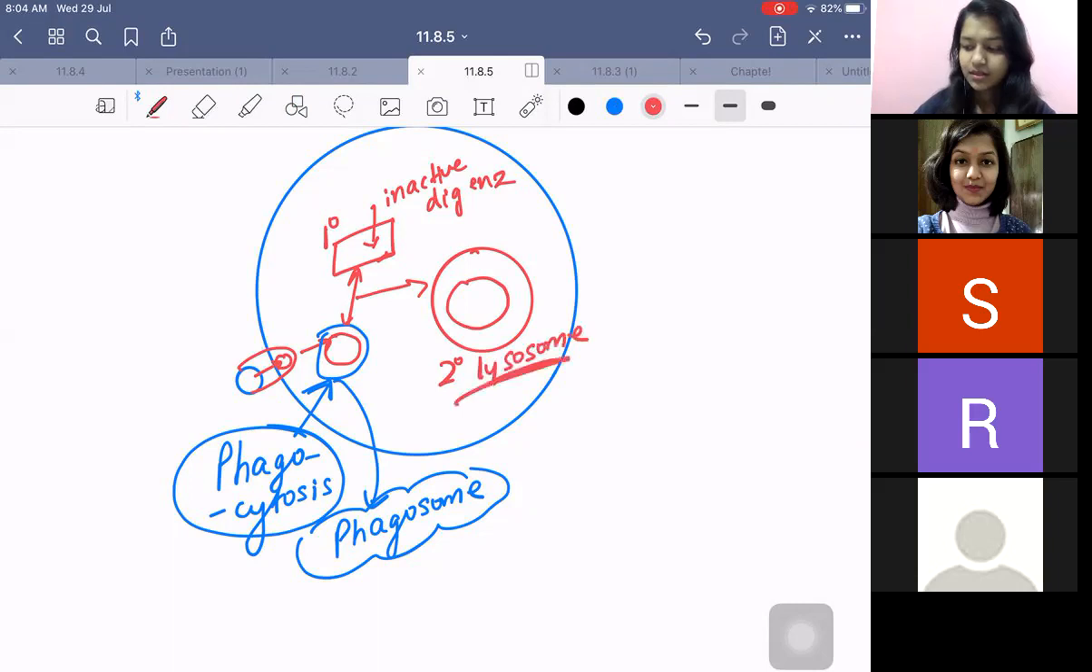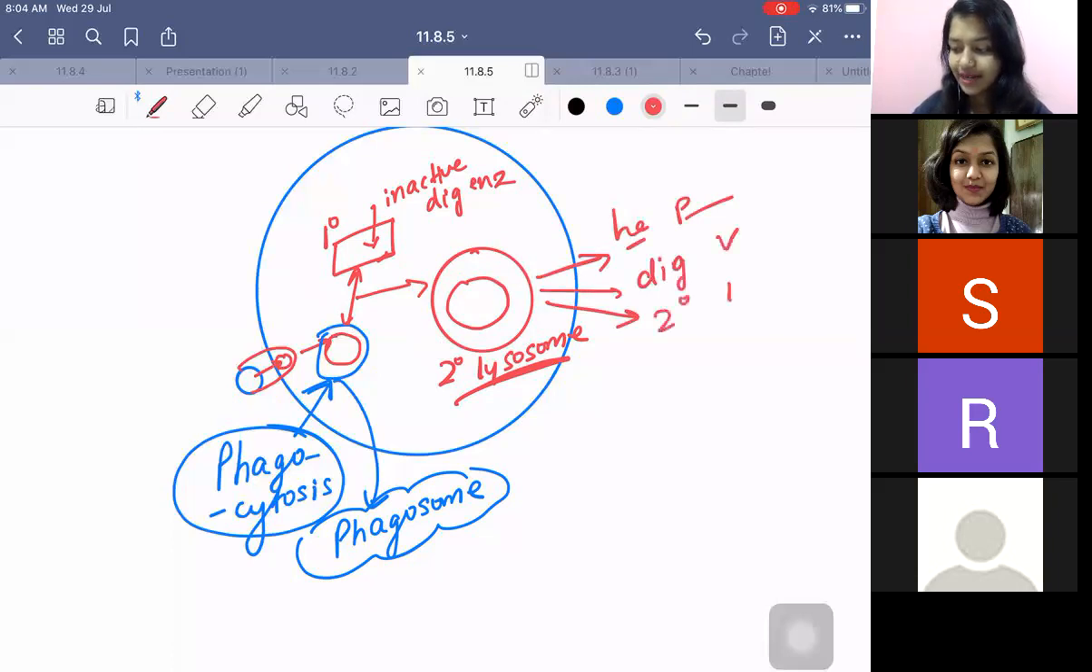Getting it? And this secondary lysosome, you can also call it heterophagosome. Phagosome plus primary lysosome makes heterophagosome. Now, this is also called digestive vacuole. What are the terms for it? Heterophagosome. Then you can also call it digestive vacuole. You can also call it secondary lysosome. So here digestive enzymes were there. Now food has come. It has to act. It has to do something, right? It has to break the food.